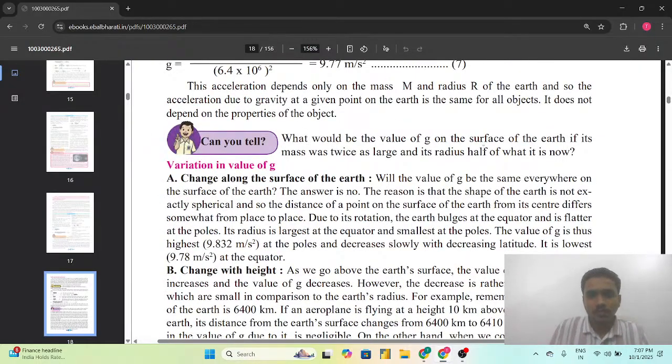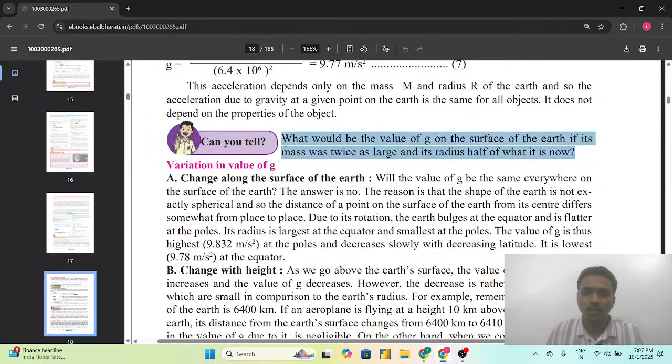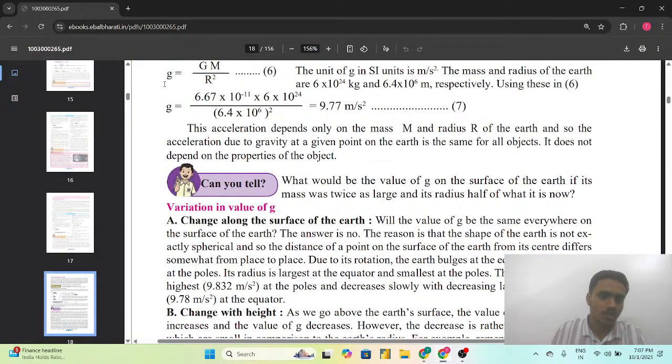So, what would be the value of g on the surface of the earth if its mass is twice as large and its radius half of what it is now? Here we have been asked a question again. What will be the value of g, which can be calculated using the equation g equals GM upon r square? So, you have to try this.